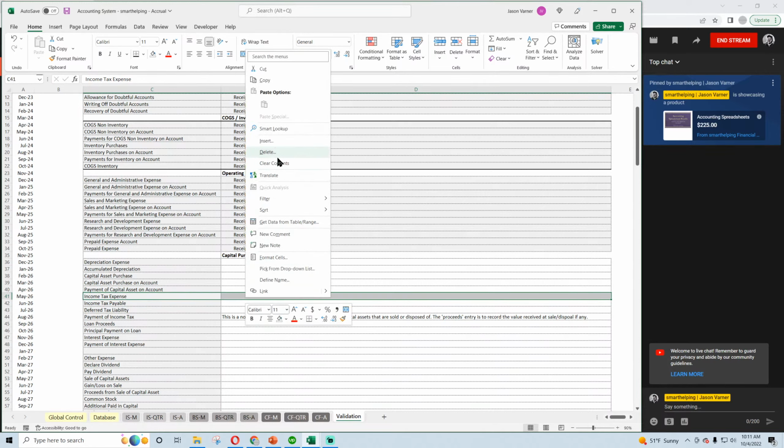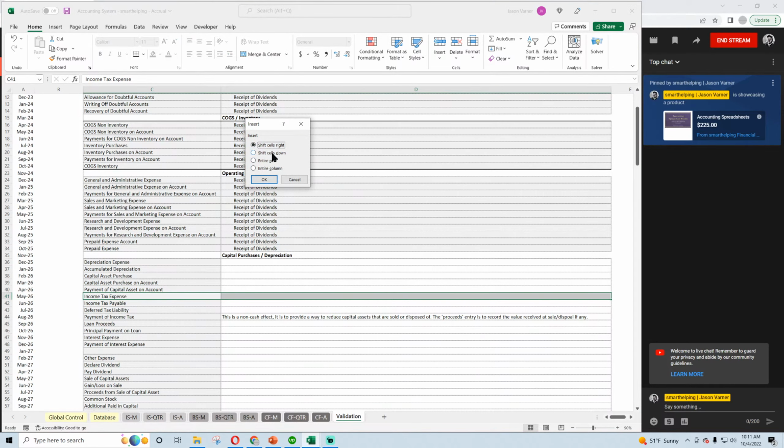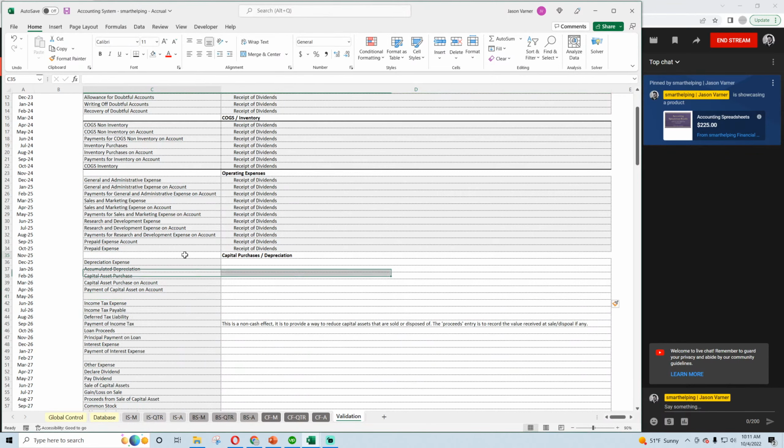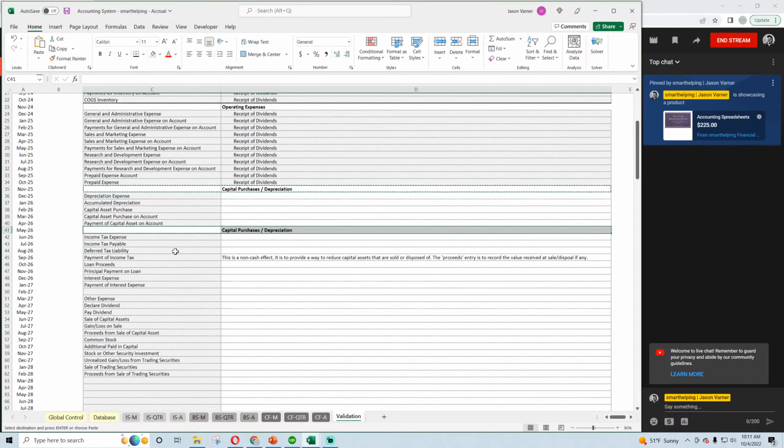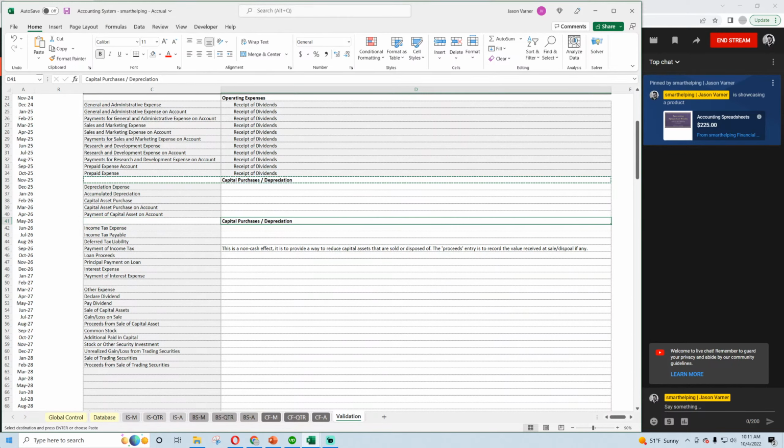Okay, those are all fine and they're already in a good category. Let's keep moving down here. Now we have taxes. And there's a couple things here. We've got income tax, tax liability, tax payable, deferred tax liability, payment of income tax.